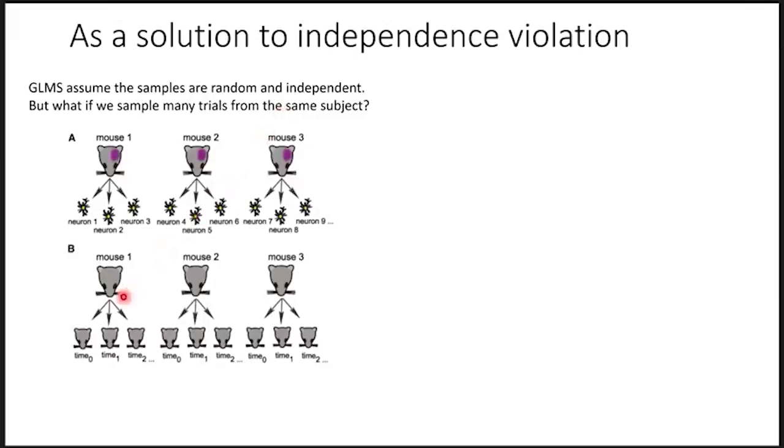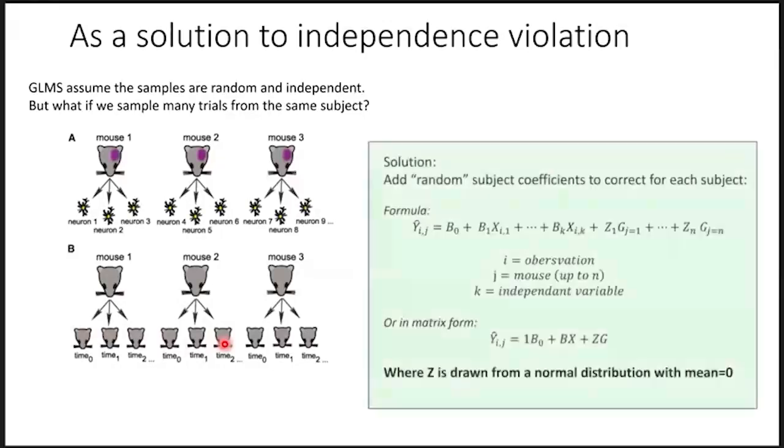By the way, same thing if, instead of 3 neurons, we record the same mouse at 3 different time points, right? Same logic. Or we record the same subject on 400 trials. So I have 400 trials, but they came from the same subject. So what is a solution?